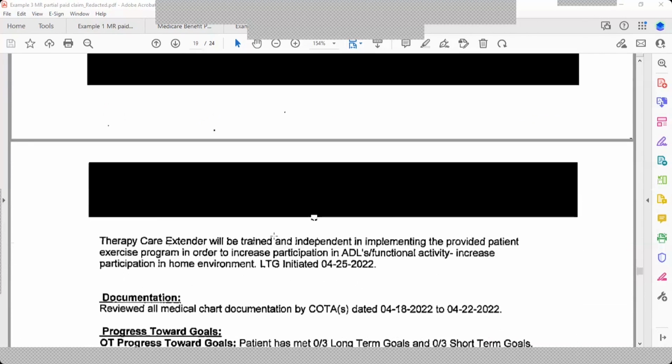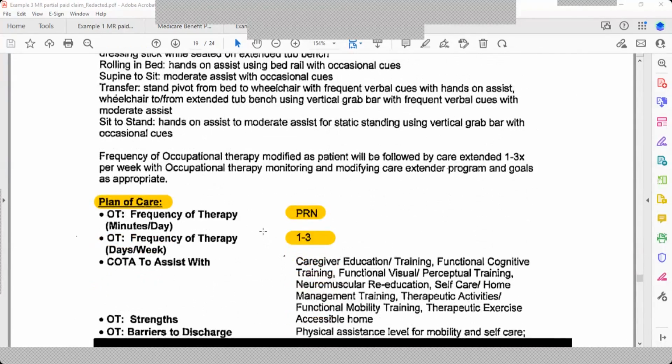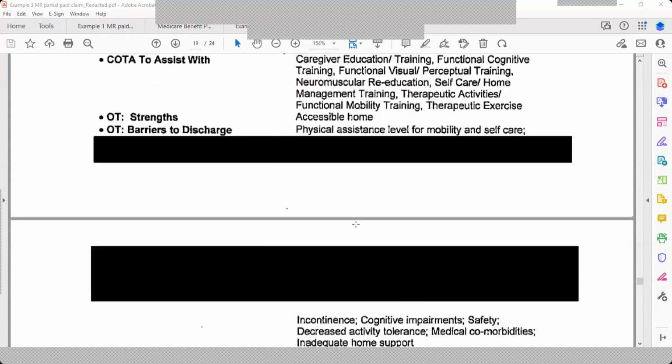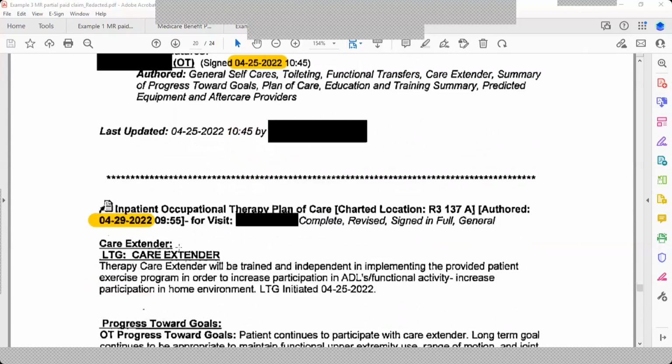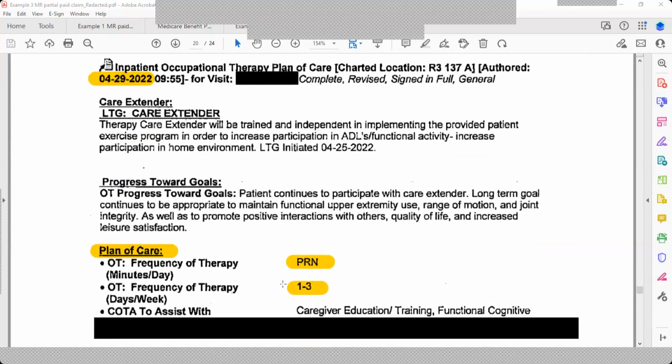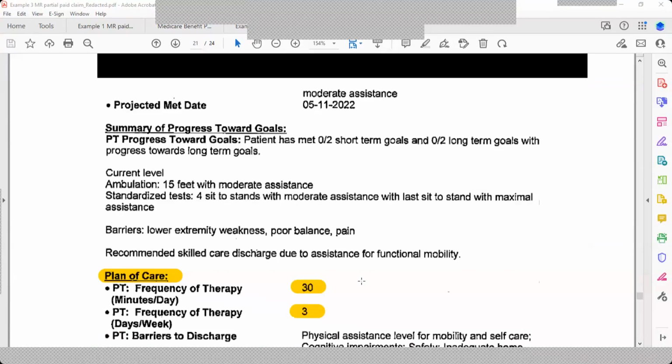So now we're going to scroll down to the occupational therapy note. Per the occupational therapy notes on April 25th, 2022 and April 29th, 2022, the OT plan of care had a frequency per minutes per day of PRN and a frequency of days per week of 1 to 3. So this one is for the 25th. And then the 29th note for OT has the same information. So we're going to scroll down to the physical therapy note now.